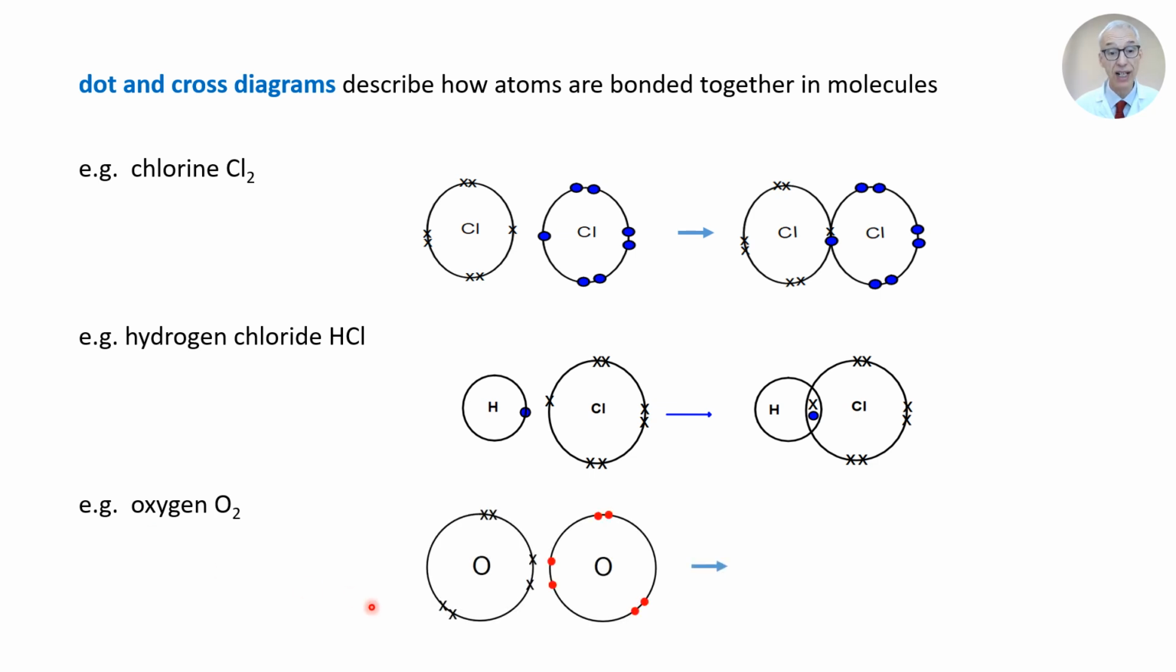Okay, so oxygen, a little bit more complicated. We've got 2, 4, 6 in the outer shells of each oxygen atom. To achieve 8, we need to have 2 shared pairs of electrons. So the left hand oxygen, 2, 4, 6, 8. The right hand, 2, 4, 6, 8. So we've got 2 shared pairs, and we would call that, of course, a double bond.